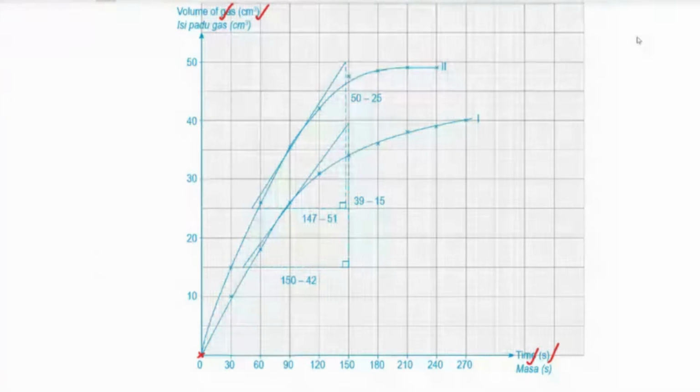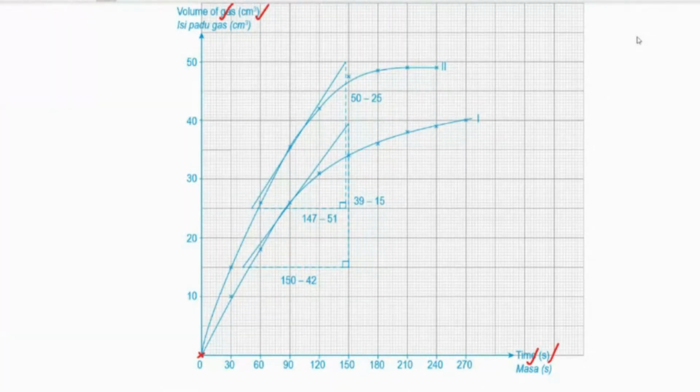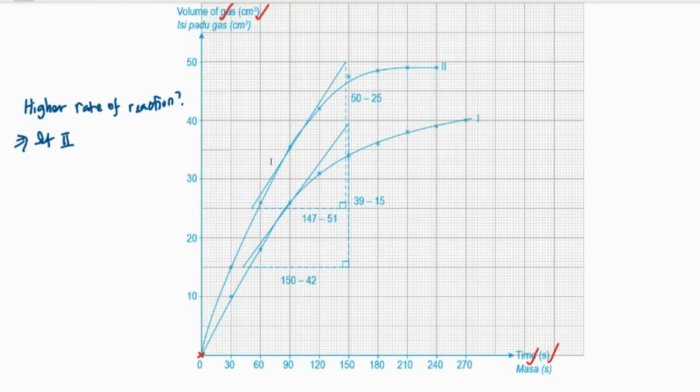Okay, class, if you look into these two graphs here, set 1 and set 2, which one has a higher rate of reaction? Okay, so it's set 2. Why? Because it has a steeper gradient. And the volume of gas released is also the same because the number of moles will be higher. Okay, so later, if you haven't tried, you can try again later.